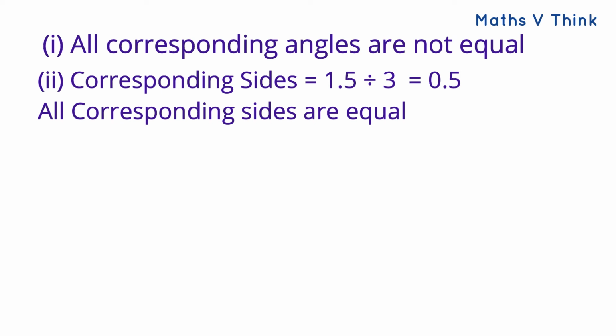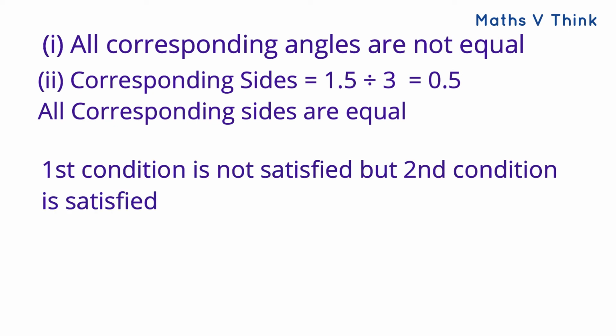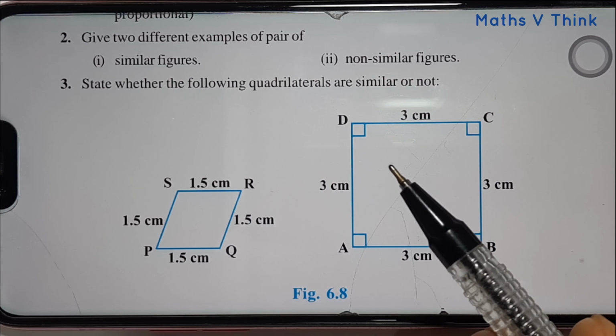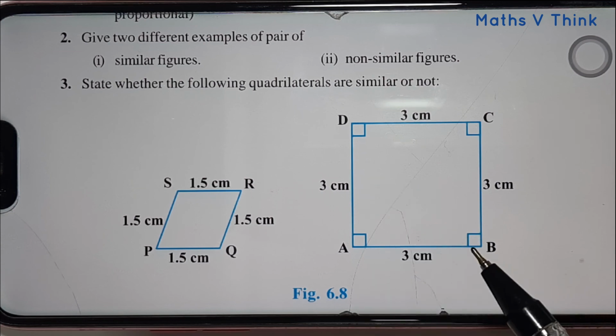So 1.5 divided by 3 is equal to 0.5. It is the same for all the sides. So I can tell all the corresponding sides are proportional. The first condition is not satisfied, but the second condition is satisfied. I can tell that these two figures are not similar. So this exercise completes here.